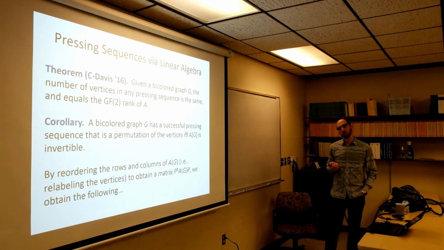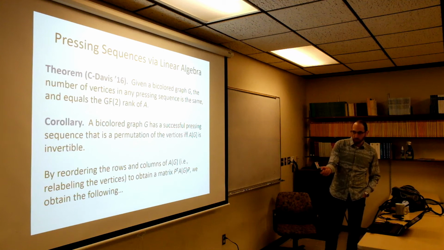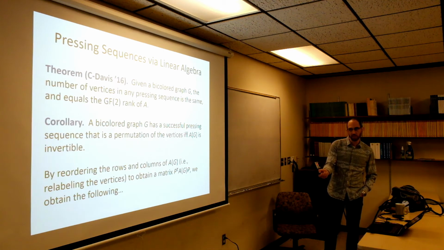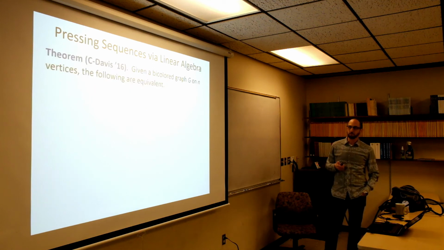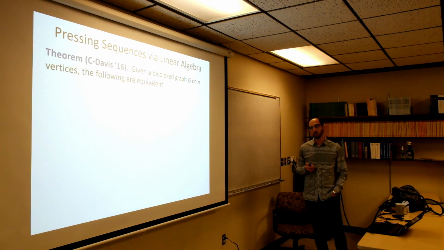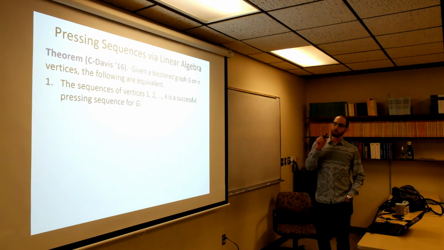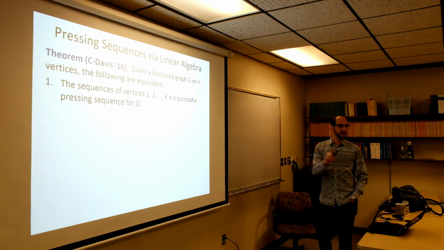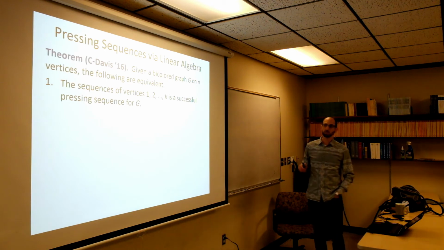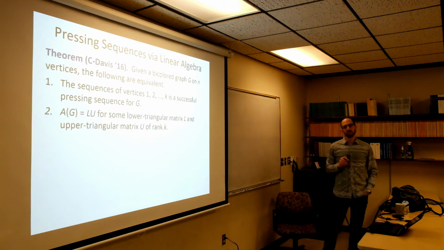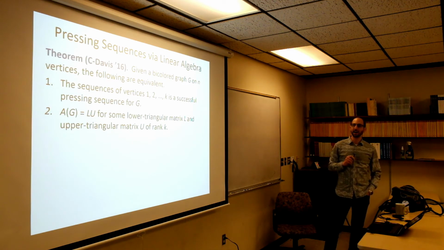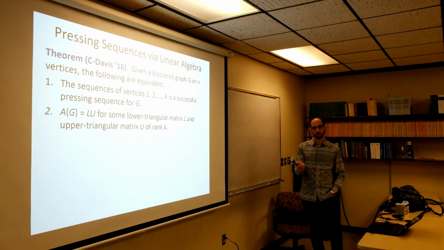So, by reordering the rows and columns of the adjacency matrix, that is, conjugating by some permutation matrix P, you get the following theorem. Given a bicolored graph G on n vertices, the following are equivalent. Pressing 1 through k in that order is a successful pressing sequence. The adjacency matrix can be factorized as a lower triangular times an upper triangular of rank k, because you can use Gaussian elimination to get an LU factorization. They're almost the same thing. And so the existence of this LU factorization is basically just saying that you perform Gaussian elimination.